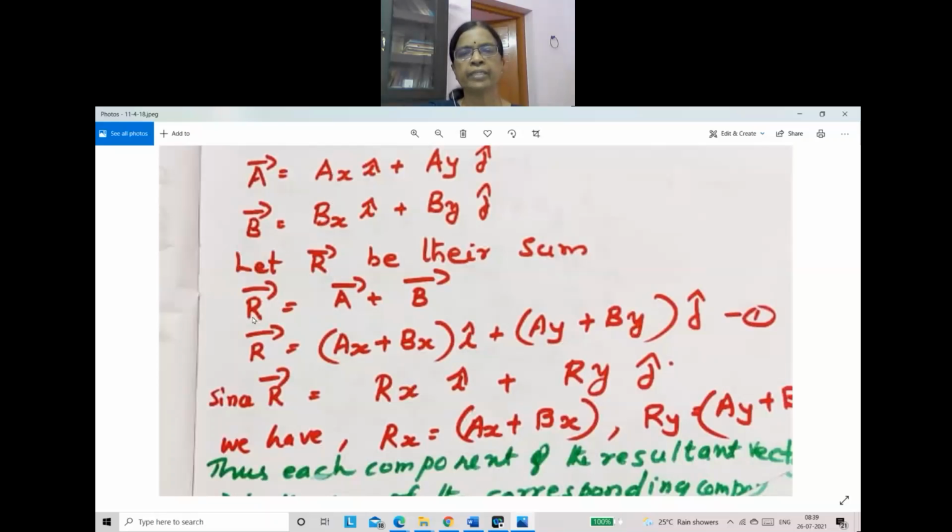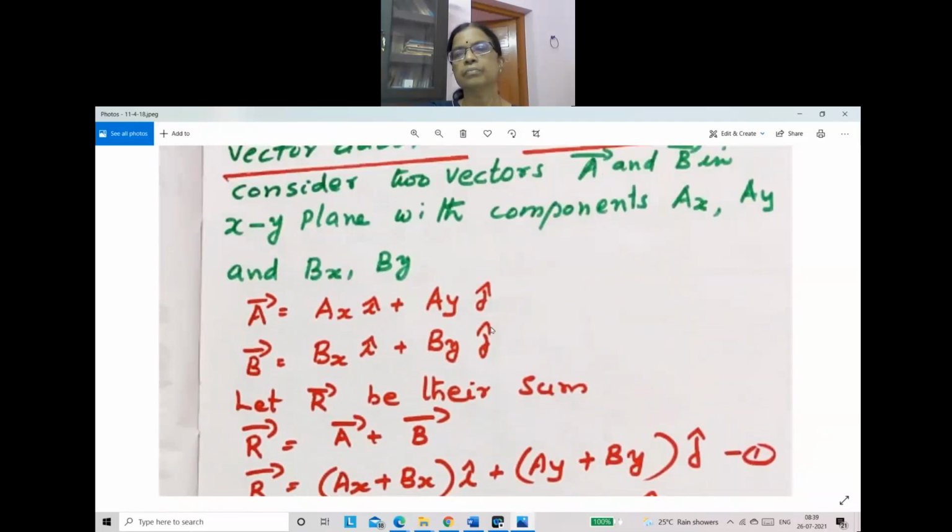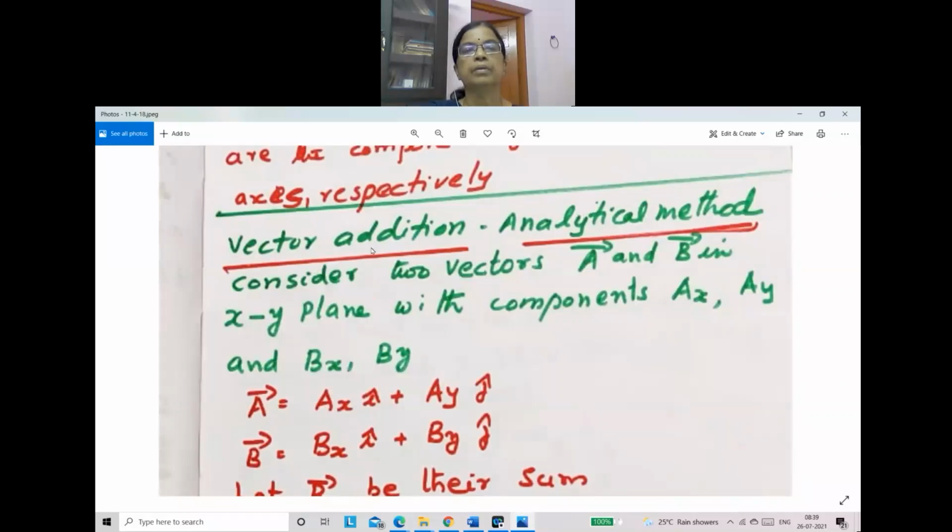Like that, by adding the components we get the resultant vector's components. By adding the x components, we got the resultant vector's x component. By adding the y components, we also got the resultant vector's y component. Okay, so this is the analytical method of vector addition. We have studied vector addition by the triangle law and parallelogram law. This is the analytical method of vector addition.